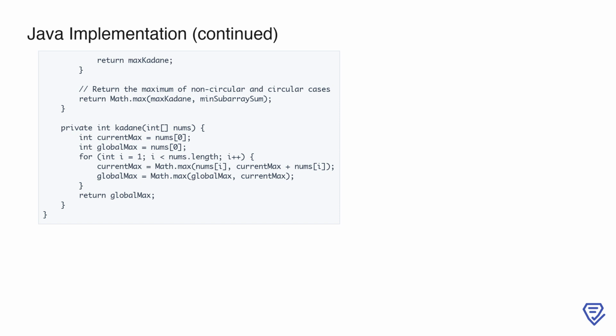Similarly, globalMax is updated if currentMax exceeds its current value. Finally, the method returns globalMax, which represents the maximum subarray sum for the given array. This completes the implementation of our solution.